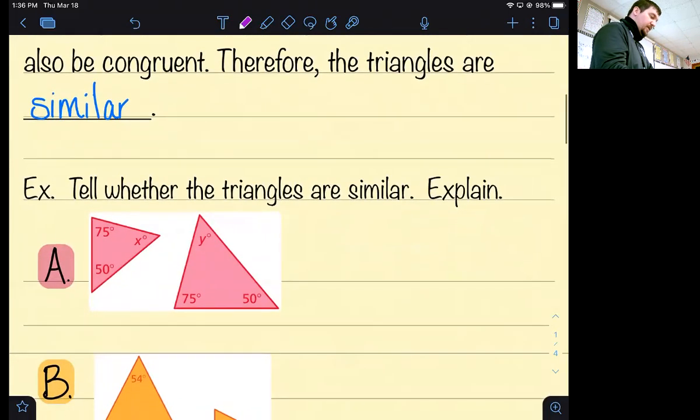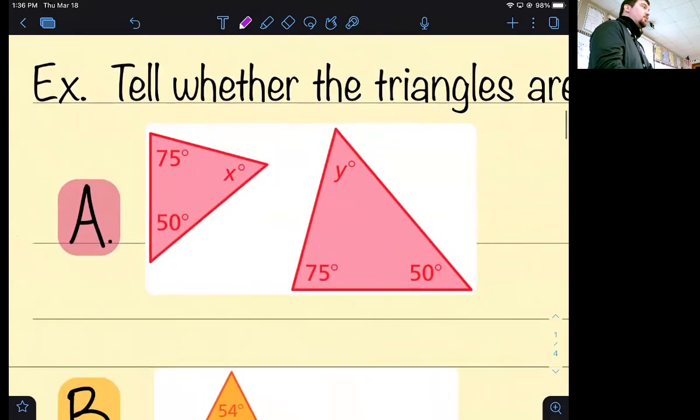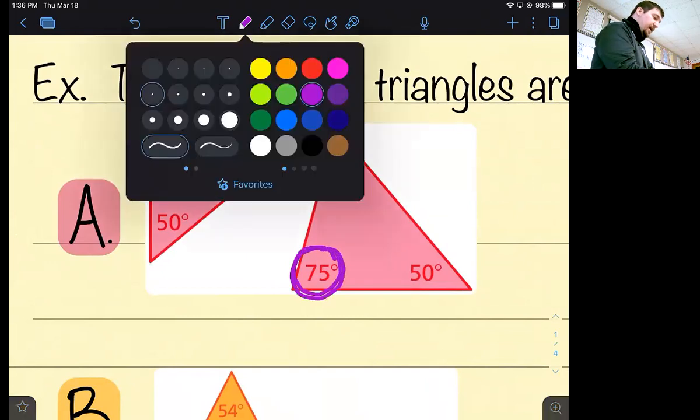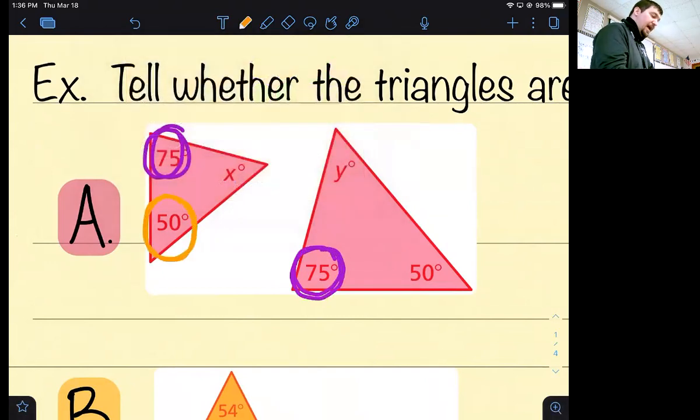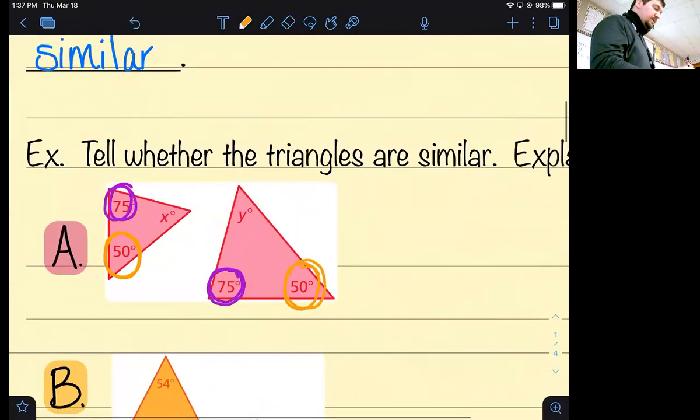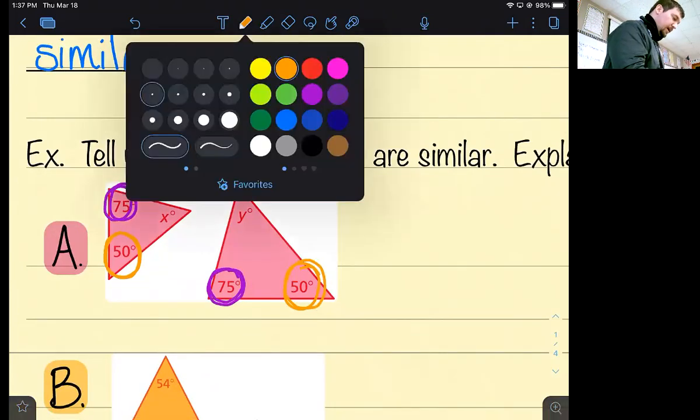So let's look at these two triangles. They're definitely not congruent, but it doesn't ask if they're congruent. It wants to know if they're similar. Is there a 75-degree angle in the other triangle? Yes. Is there a 50-degree angle in the other triangle? Yes. Then without even knowing what X and Y are, I know they're the same. They have to be, because if you take 180 and subtract 125, and then take 180 and subtract 125, you'll get the same answer for both those angles. They will be similar, because if the corresponding angles are all congruent, you have similar shapes. Okay, so these are similar.